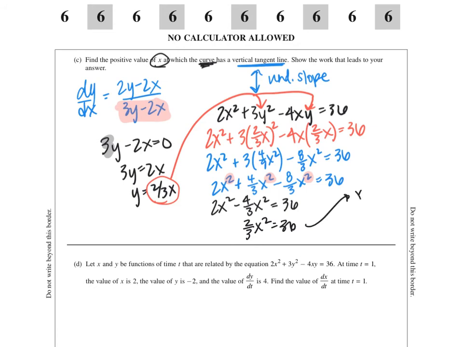Dividing by 2/3 is the same as multiplying by 3/2. When I multiply 36 by 3/2, I get 18, and 18 times 3 is 54. So x is the square root of 54, and notice that it could be plus or minus, but the question says find the positive value of x. It could be the square root of 54, or if you're feeling fancy, since 9 times 6 is 54, that's the same as 3 root 6. Either of these answers work.